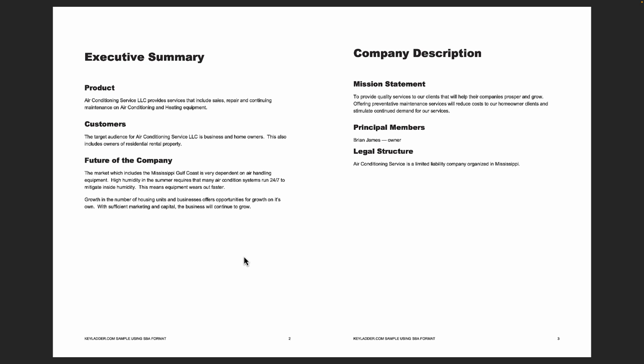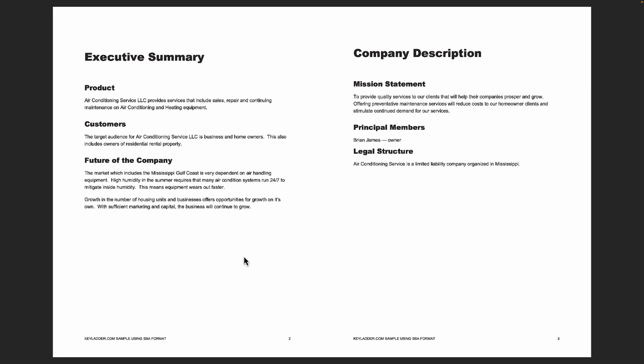So on the company description, you have a mission statement. What is your mission? And your mission is to provide quality services to your clients. And those clients can grow. In other words, if it's a business, then that business can prosper because, let's say, for example, that you're doing some air conditioning in a restaurant, and that restaurant must have that air conditioning. If it continues to fail and customers don't come in or leave, that business won't prosper. So you want your companies, your businesses to prosper.